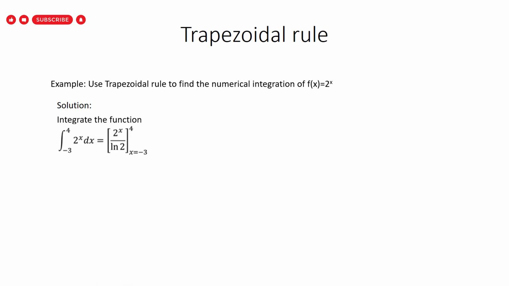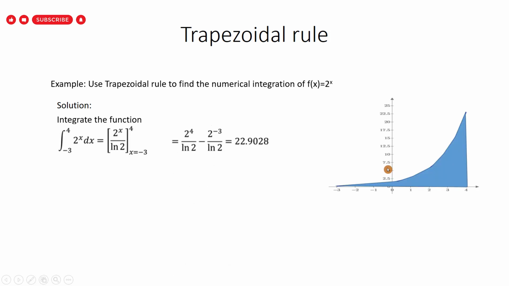By integration from -3 to 4 of 2 to the power x dx, we get 2 to the power x over ln 2, from x equal to -3 to 4. If we plot 2 to the power x over ln 2, we get this curve. Let us evaluate the area. By putting in the boundaries, 2 to the power 4 over ln 2 minus 2 to the power -3 over ln 2, we get 22.9. That is the exact solution for the area enclosed between the x-axis and the curve.